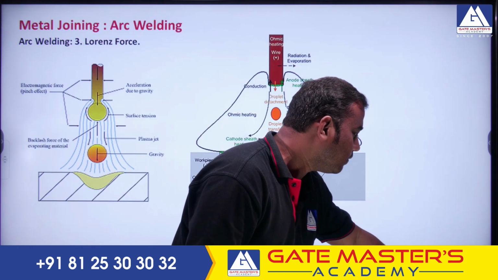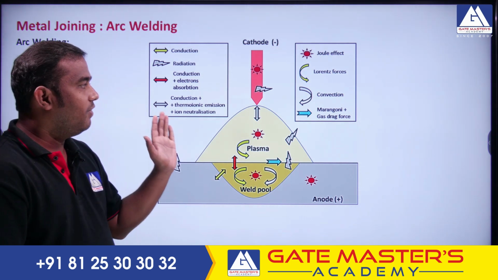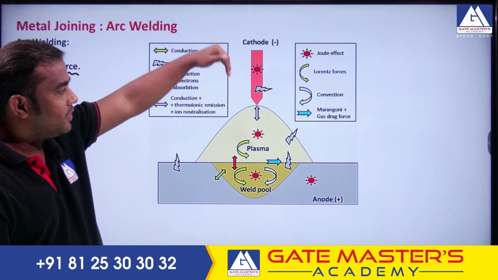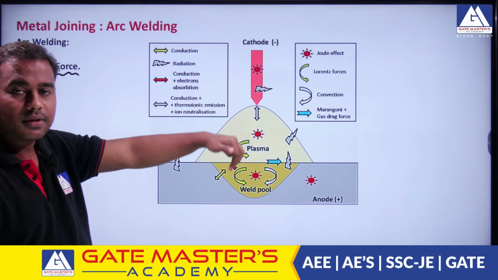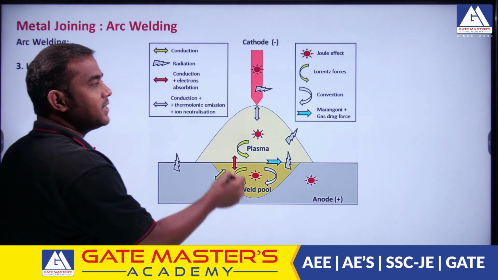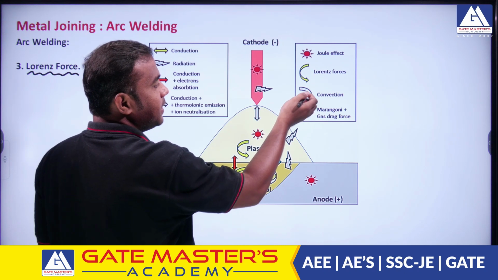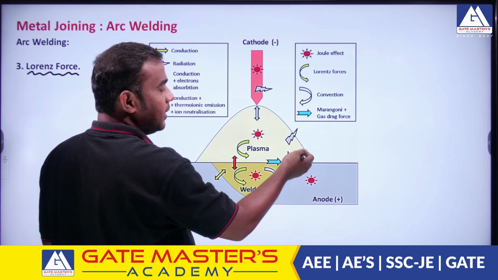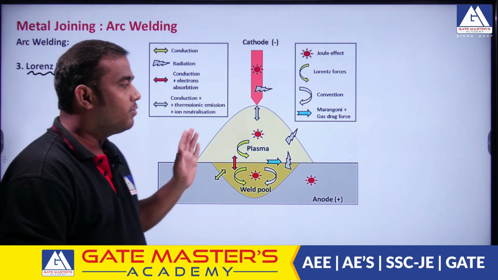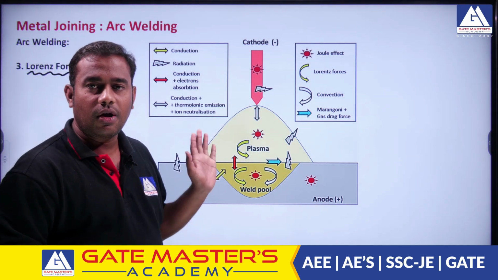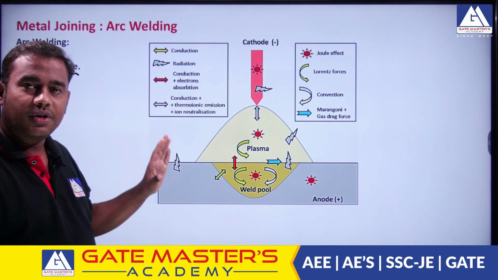Lorenz was the first person to identify what is actually happening in the welding pool, where the cathodic surface comes and touches the anodic surface. It is not only the electrons that move here, but as a result there is a Joule heat effect, then convection heat transfer, and other concepts called Marangoni and gas drag force. But the main thing here is the Lorenz forces.